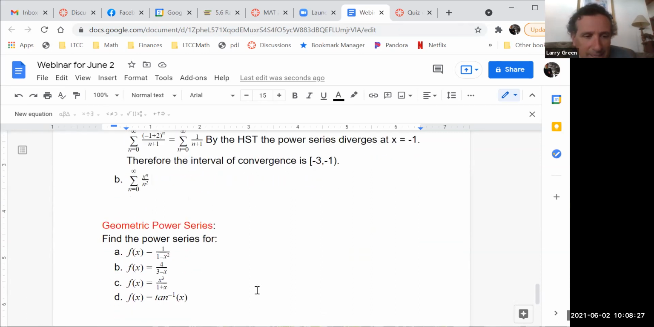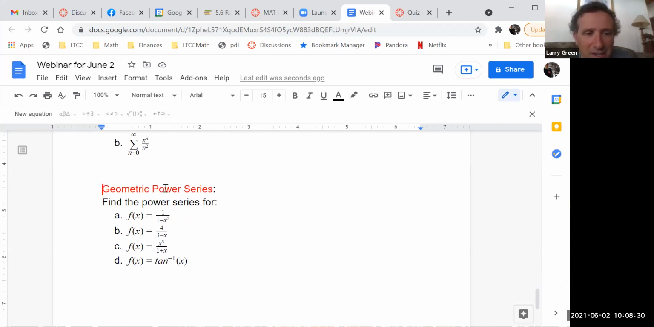Okay, now comes a biggie, and that is called the geometric power series. So we know what geometric series are. Now we can talk about geometric power series. If we have a function that looks nice in a certain way, then we can find a power series representation for that function, in other words, a power series that is the same as that function, at least in a certain domain.